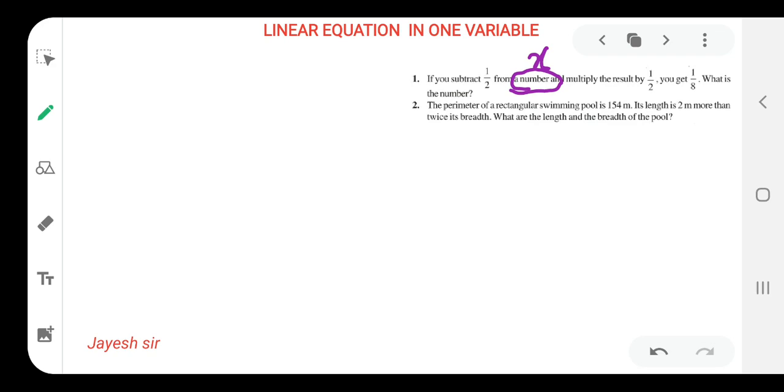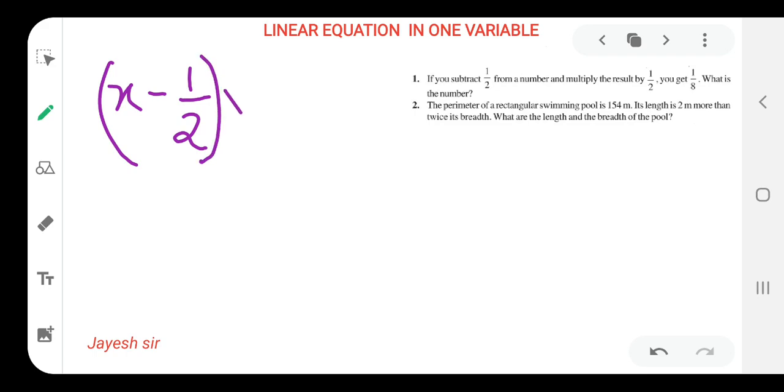If you subtract 1 by 2 from x, first let's write the equation for that. Afterwards, we multiply the result, whatever the result would be, by 1 by 2. We get 1 by 8. So this is our equation. I hope you all are getting how to write the equation. That's the main thing in this chapter, and how to solve the problem sums. This is the only thing that we need to learn in this chapter.